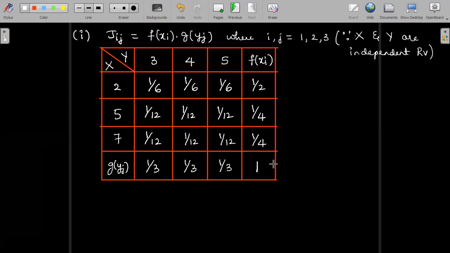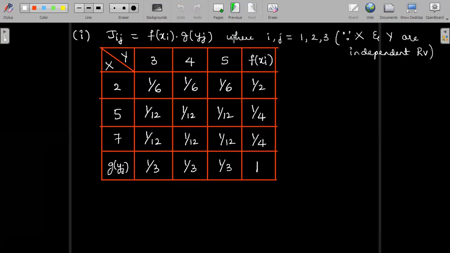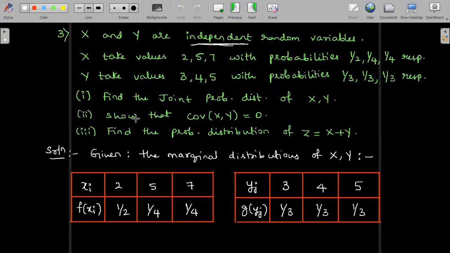So this gives us the joint probability distribution table because the random variables x and y are independent random variables. We will be able to take the product f of xi into g of yj equal to jij and frame this table easily. This was the first part of the problem. Now, the second part of the problem is to show that covariance of xy is equal to 0.